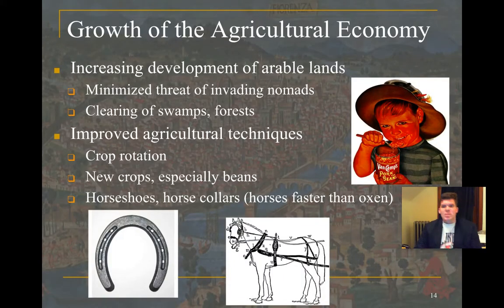So going to the economy of Europe, just like in other places that we have seen previously, whether it be China, India, or wherever, the growth of agriculture results in the growth of the economy. The increased development of arable lands, arable meaning farmable, increases the amount of people you have, which improves your economy. It minimized the threat of invading nomads because now you have more people occupying the land and they can help function as a buffer against these invading nomadic people, whether they be Vikings, Magyars, Muslims, whomever.